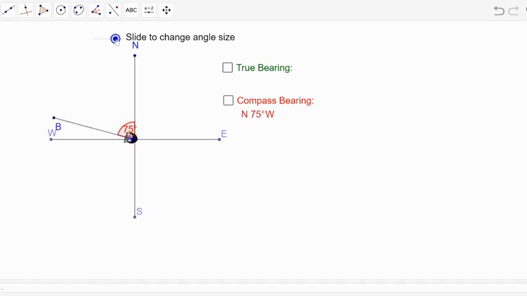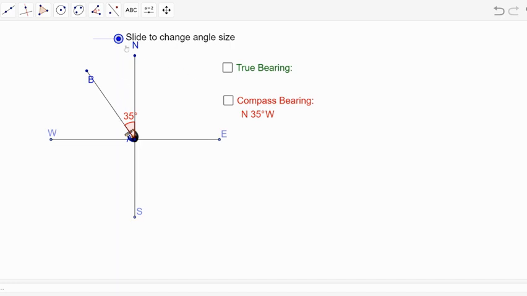And in this quadrant, it's a similar idea. Now we're moving north, but from north we're moving towards west. And the angle we measure is that angle between north and the direction we have. So the compass bearing is north 35 degrees west.